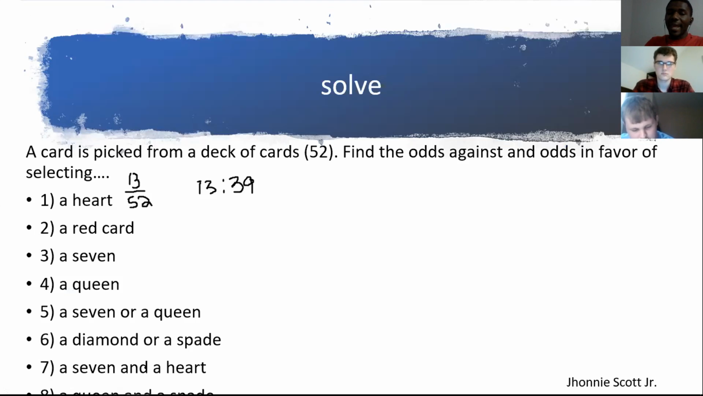Now, when you see the and, this is a 7 and a heart. It has to be a 7 and it has to be a heart. So that is something also important. You have to notice that here there's an or, and then here there's an and right here. Boom. So 7 and a heart. That's only 1 card. So if you're doing probability, you have a 1 in 52 chance for number 7. And then if you were to do odds, you have a 1 in 51 chance of selecting that 1 card.